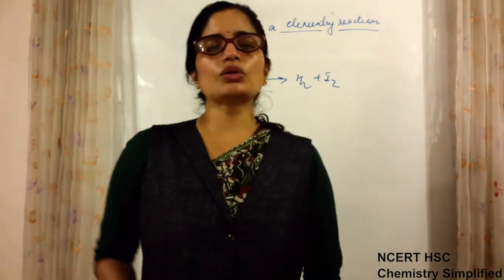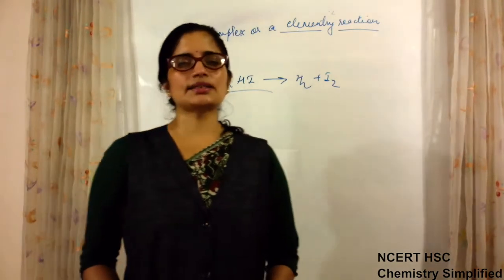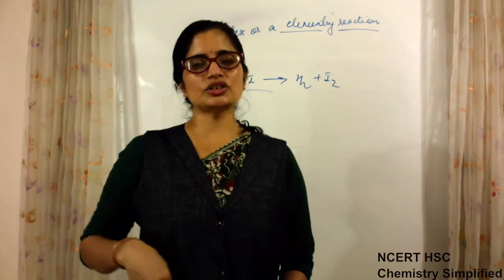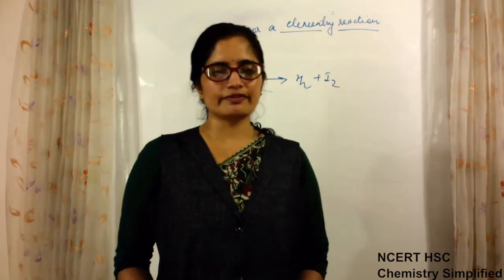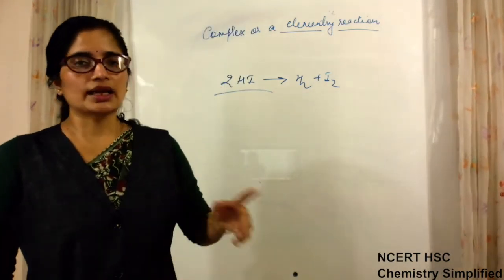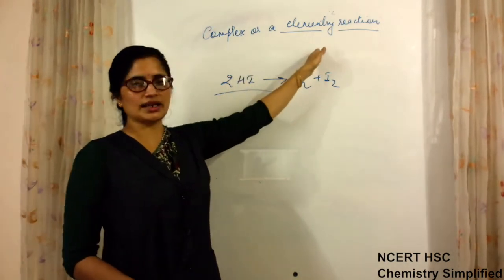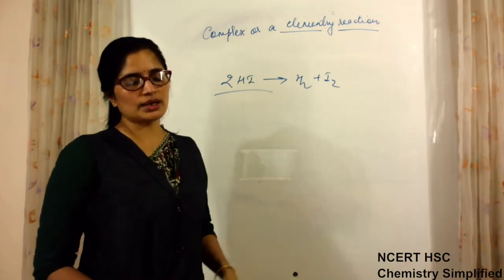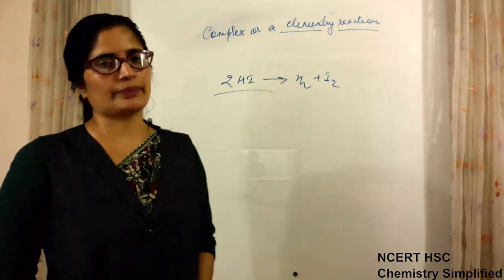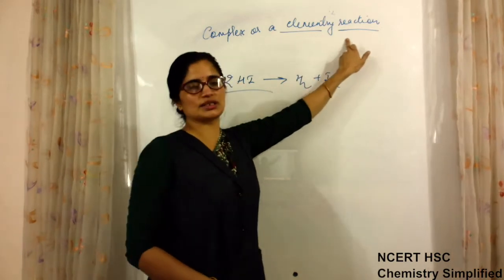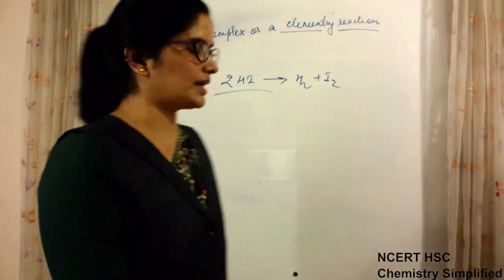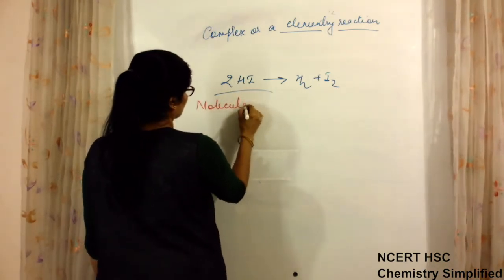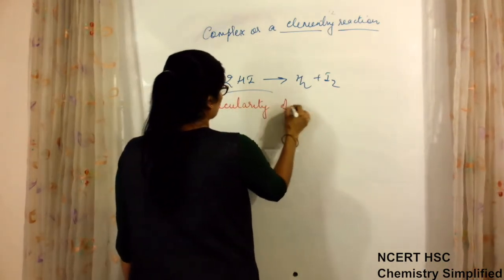We have talked about order of reaction. Order of reaction is an experimentally determined value which tells us how the concentration of the reactants is affecting the rate of reaction. Then we came to complex and elementary reactions. Simple reactions are elementary, and if more molecules are combining, then it is a complex reaction. Now for elementary reactions, there is one more term, which is known as molecularity of reaction.